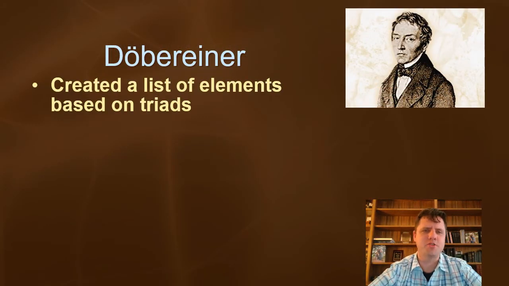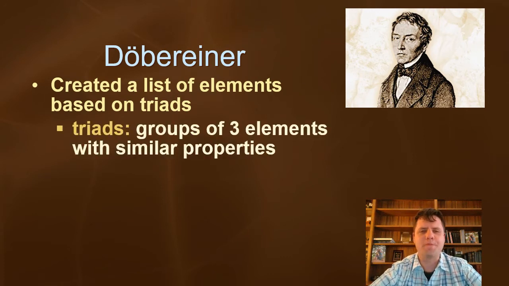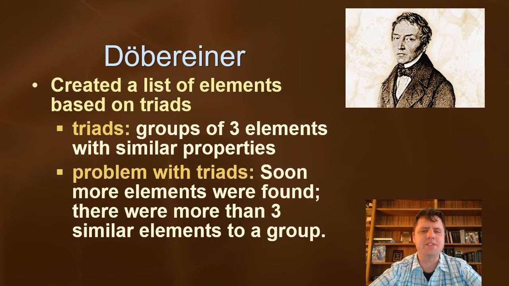Dobereiner is one of the first to do this. He created a list of elements based on triads. A triad is just a group of 3 elements with similar properties. And so as he's looking at various elements, he's seeing groups of 3 that seem very similar to one another. But the problem with the triads was that soon more elements were found. And there would sometimes be more than 3 similar elements in one group.